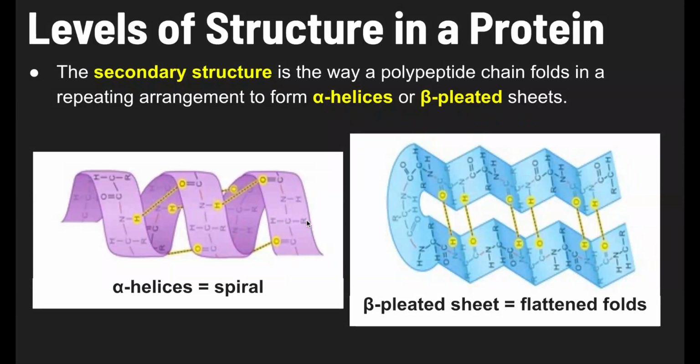So these 2 groups can interact in 2 different ways. They can create spirals, or they can create these flattened folds. The spirals are the alpha helix shape, and the flattened folds are the beta pleated sheet shape. Okay, so these 2 shapes are the 2 types of secondary structures that the protein can have. So you started with a chain of amino acids, and based on how the amine groups and the carboxyl groups in that chain interact, it can either form an alpha helix or a beta pleated sheet. So these are the secondary structures.